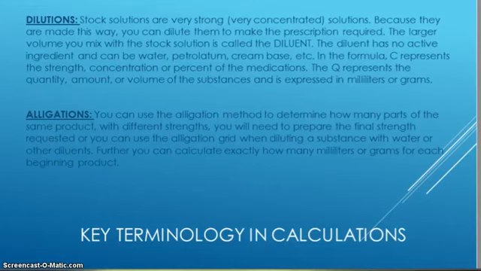An alligation is when you are taking two things of different strengths, but the same drug content, and you're making something in the middle. So the strength that you're making has to be in the middle in order for it to be considered an alligation. So let's take a look at an example.